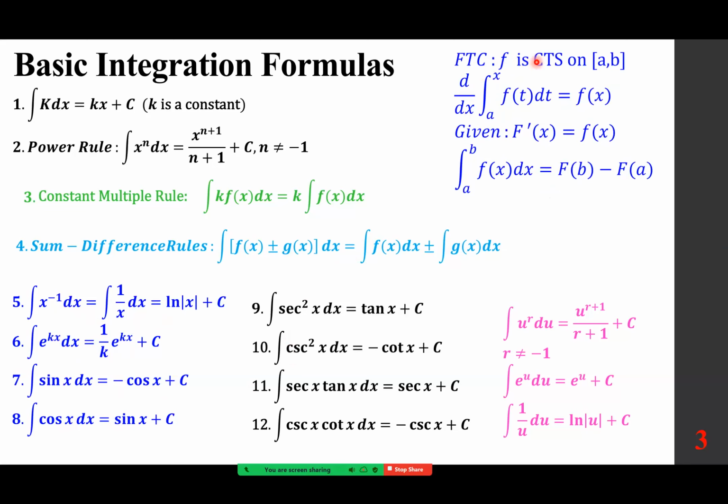The FTC has two parts. One is that the derivative of the integral is the function itself, evaluated at the upper limit, which is the variable. The other one is that if we want to evaluate the definite integral, which is a number, the integral of f of x dx from a to b, called a definite integral, and we know capital F prime is lowercase f of x, we evaluate capital F at the upper limit and the lower limit, and the difference is the answer.